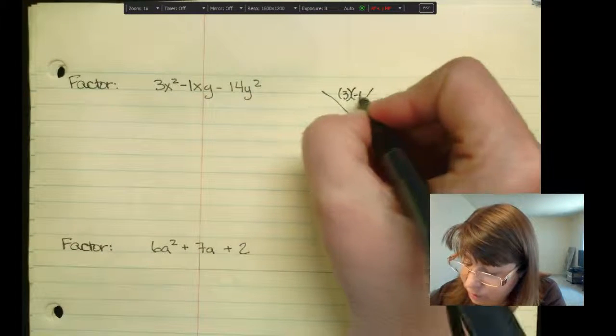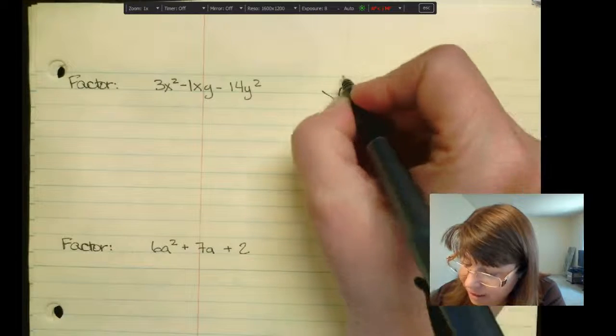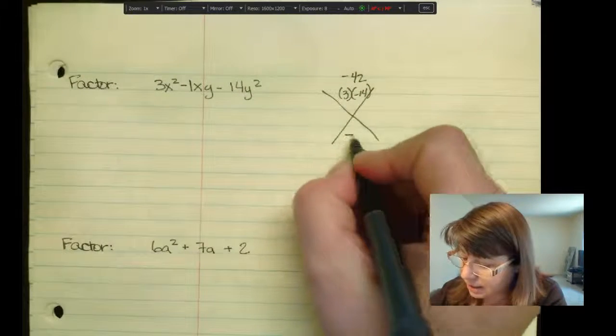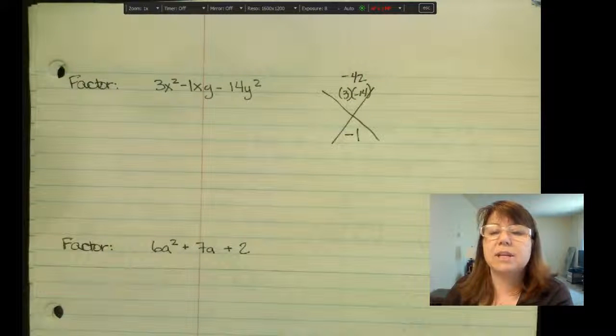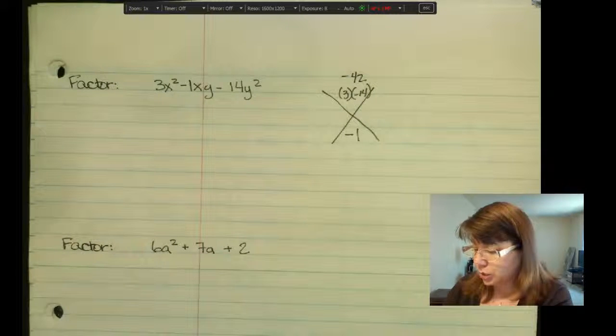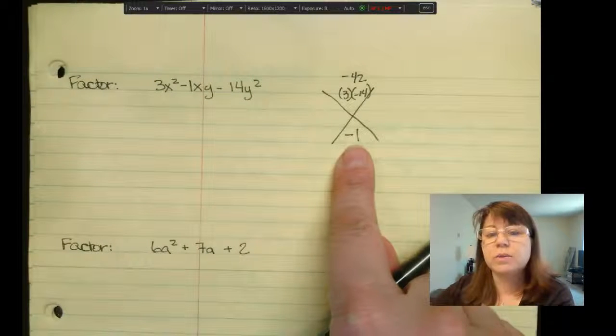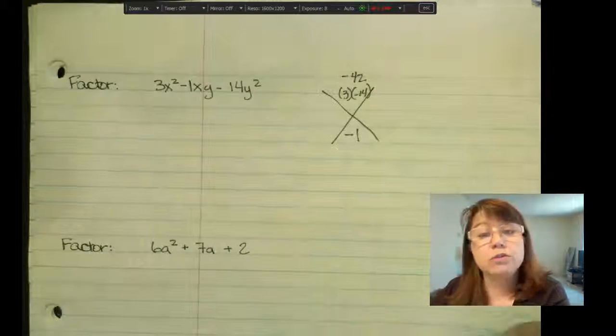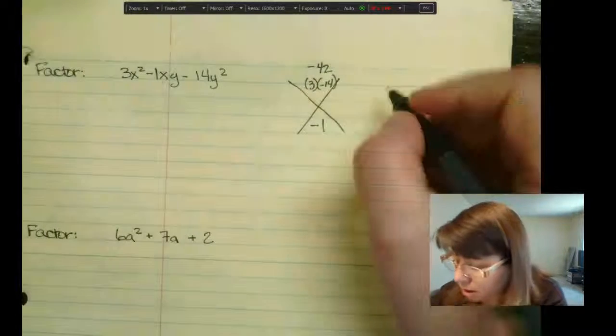3 and negative 14, that's going to give me a negative 42. And I need to add some combination up to a negative 1. Now if I'm clever about it, I can figure it out pretty quickly. If I don't know all the factors of 42, and remember the larger one is going to be negative because my middle term is negative, I'm not too sure, so I'm going to break it apart.